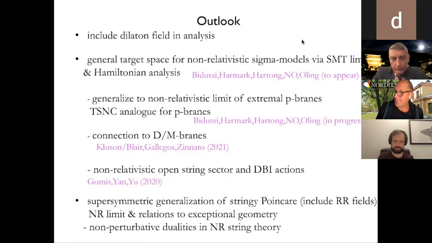And yeah, always an obvious generalization, but I think also obviously interesting here is the supersymmetric generalization of the geometry, and even the supersymmetric generalization before the limit, so of the stringy Poincaré, which would then include Ramond fields probably, and relations to exceptional geometry would be interesting to look at. Okay, thank you. I'll stop here.